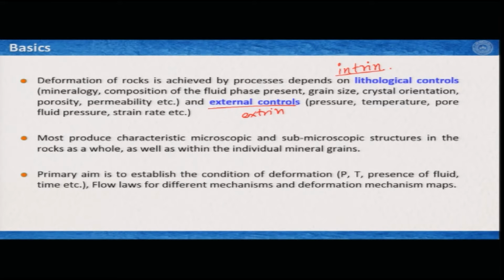Now while these parameters are controlling the deformation processes, and while the deformation does happen under different controls, then they produce characteristic microstructures and submicroscopic features. What I mean by that is a brittle rock, or a rock that has undergone brittle deformation, would have a very typical microstructure different from that of a rock that has undergone a ductile deformation. And this you probably have seen in thin sections if you have at all studied this. We will learn more about it in the next lecture.